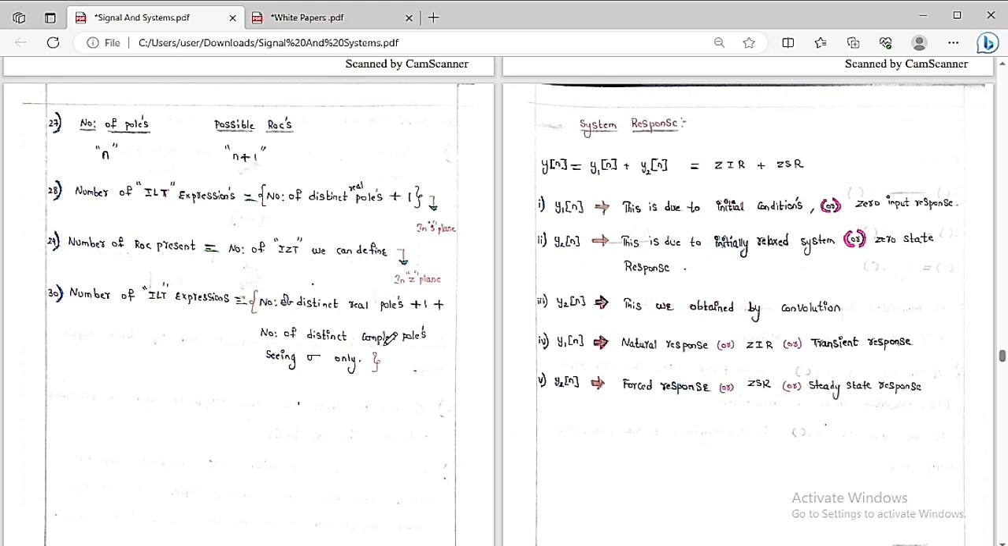So this is what I am trying to tell you. The number of inverse Laplace transform expressions is the number of distinct real poles plus 1 plus the number of distinct complex poles which are seeing sigma only. So this point always you have to keep in your mind. Here we are going to consider only the real poles, and here we are going to see only the complex poles. Both should have different sigma.